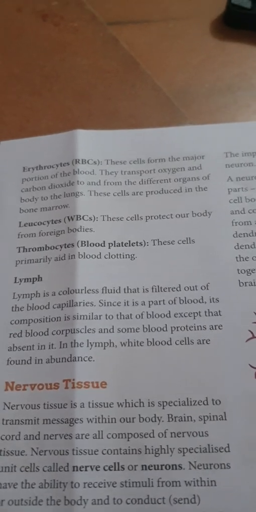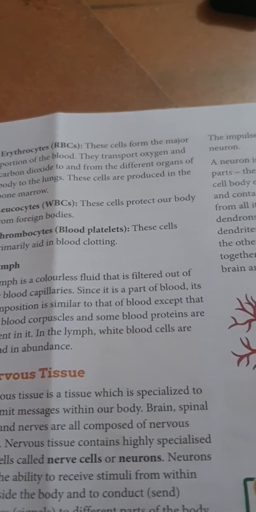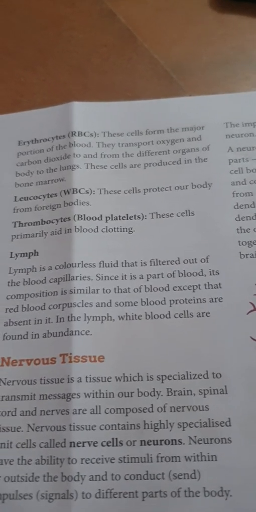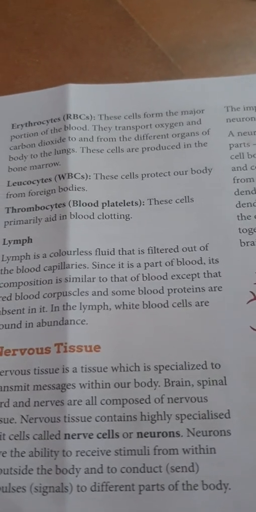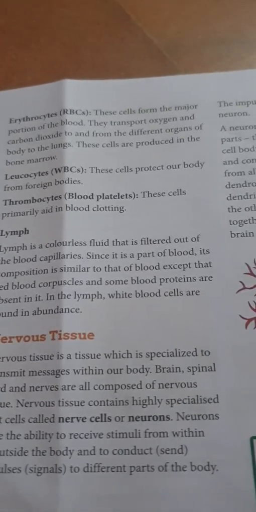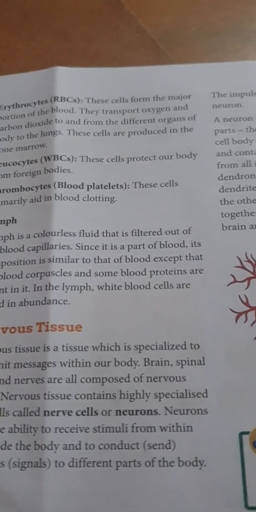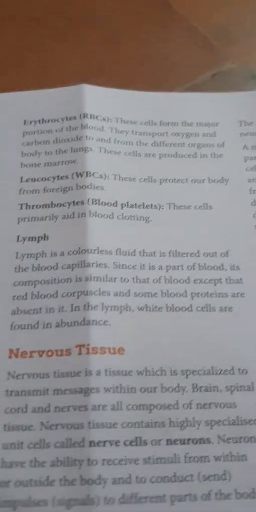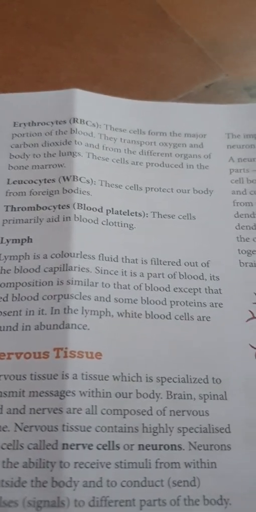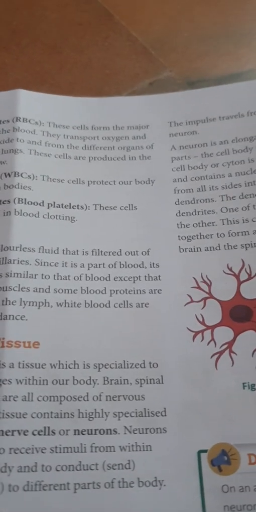So RBCs are biconcave cells, also known as erythrocytes. RBC contain the iron-rich protein which is called hemoglobin. Hemoglobin is a red pigment and a very iron-rich protein. It gives blood its red color. Hemoglobin gives red color to the blood.